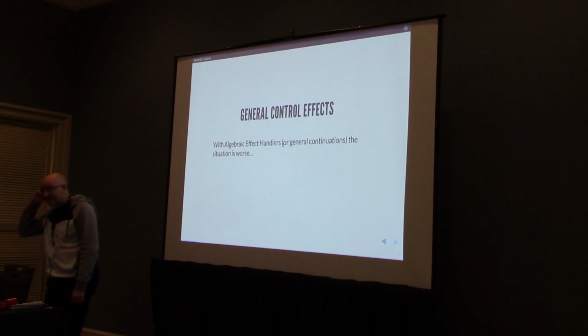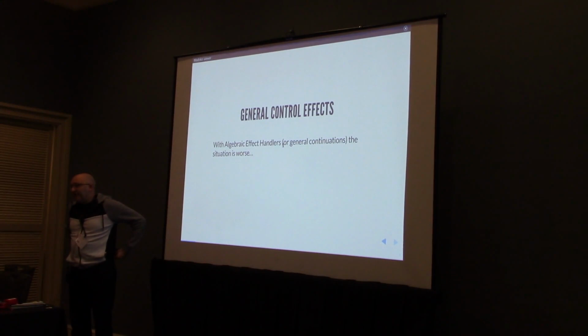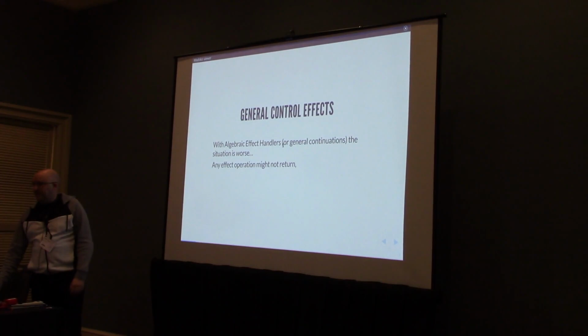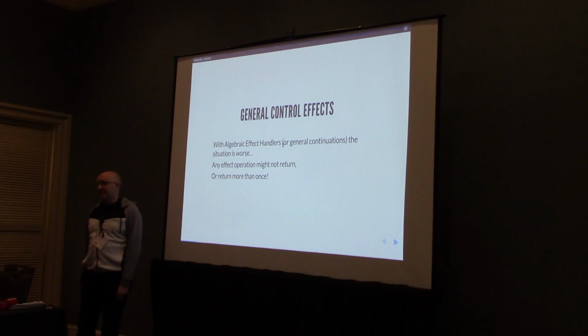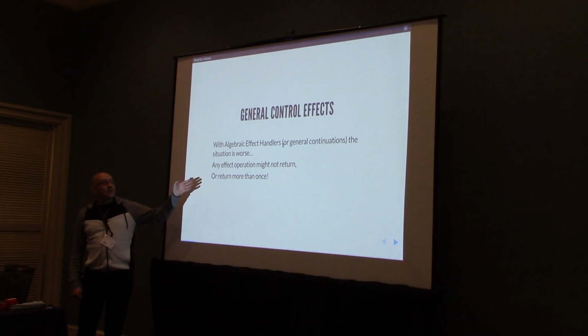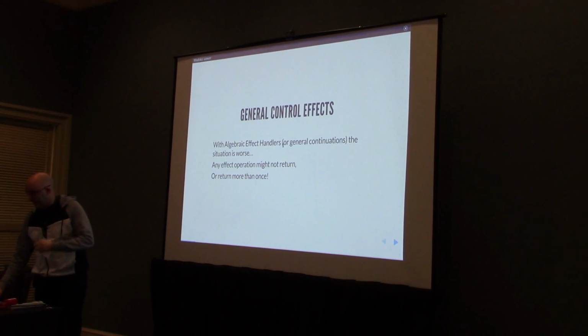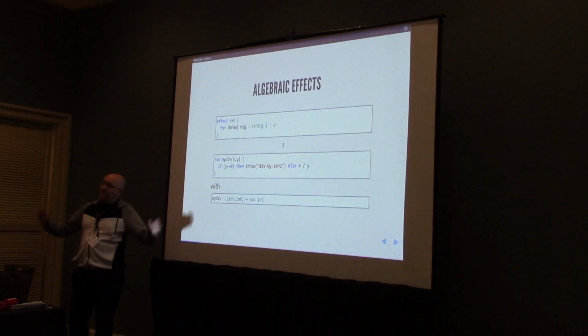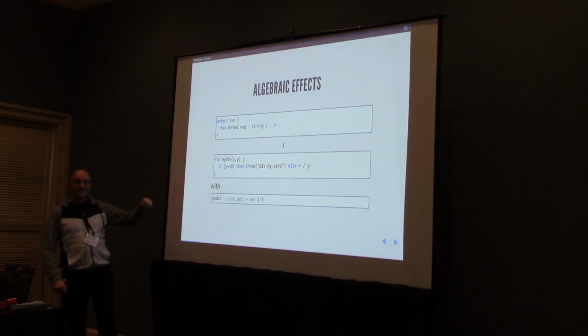When I do algebraic effects, I suddenly generalize over control effects, and now any operation might not return, not just by throwing an exception, but depending on the handler. And any operation may return more than once. I don't know until I see the handler. So since I'm working on algebraic effects, I really wanted to look into whether we can get a handle on this. And that's what this talk is about today. Before I do that, I'll give a mini primer on algebraic effects, but rather quickly, so if you know it already, just take a little nap.